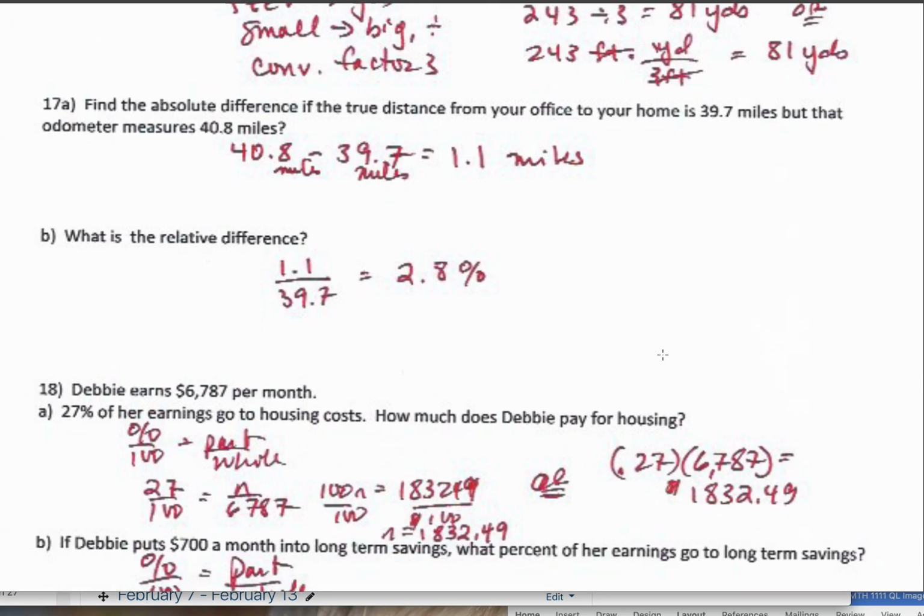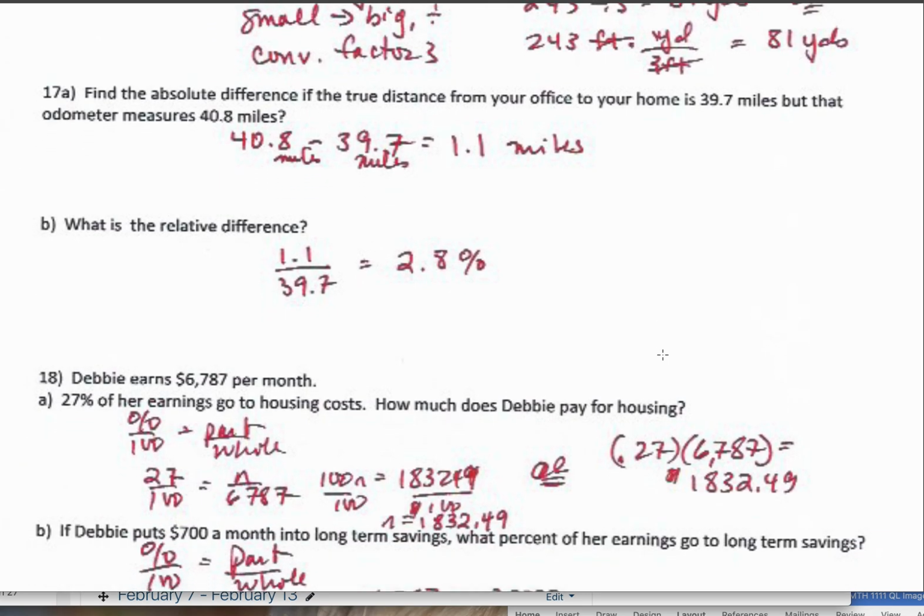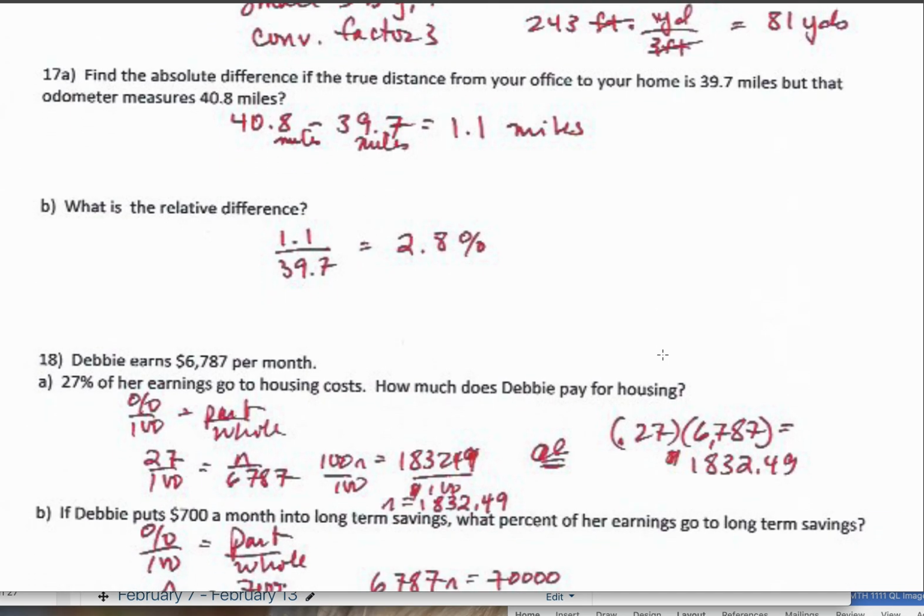Find the absolute difference if the true distance from your office to your home is 39.7 miles, but the odometer says 40.8. So you subtract and you get 1.1 miles.